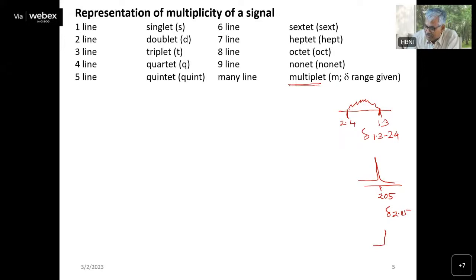In case of doublet, you will take the average of these two lines, so that will be your delta value. Triplet, as I told you, this middle line will be your delta value. Quartet will be like the doublet. You have to take the average of the middle two lines.